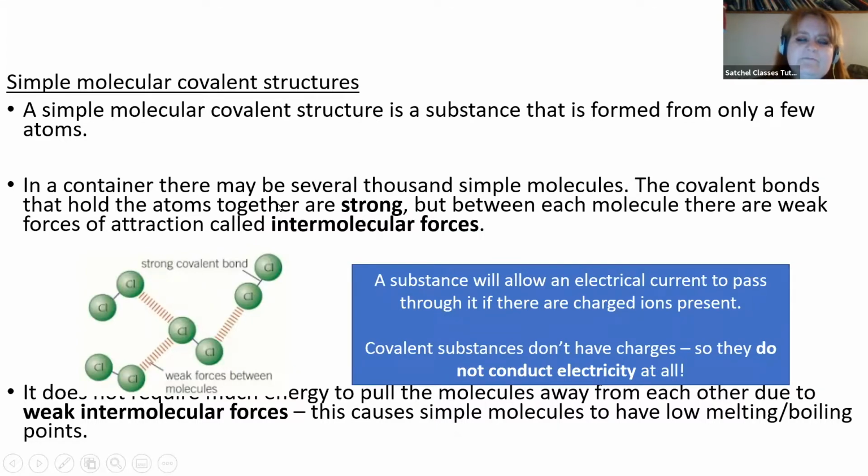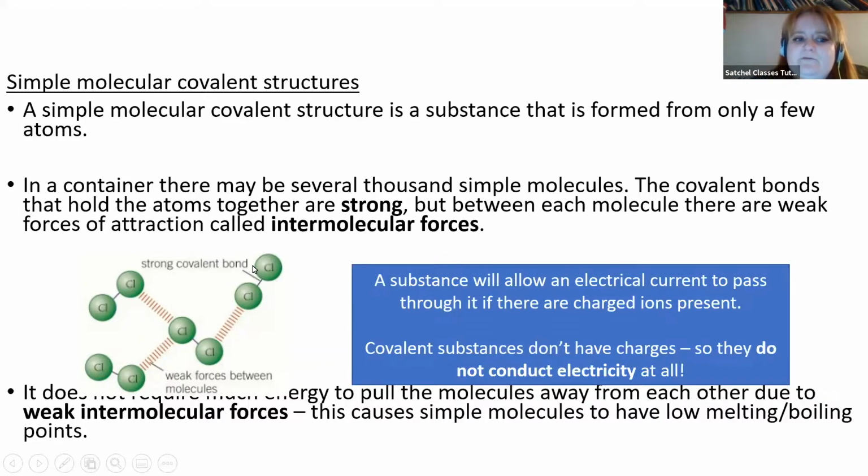So all of the molecules we've seen so far are simple molecular structures. So it's only formed with a few atoms. If you go back, they're not formed of more than about 5 atoms, okay, only a few. So in a container there may be several thousand simple molecules. So yeah, in a glass of water, several thousand simple molecules.